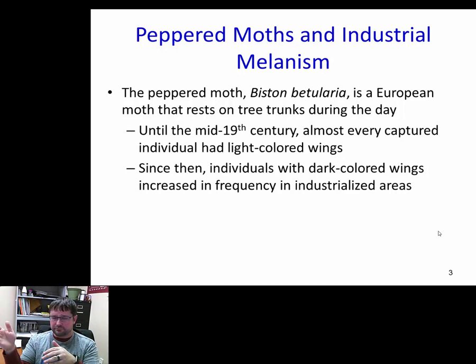And so after the 1850s, you really started to not see white or light colored moths any longer, and you saw the dark colored moth appear much more frequently.